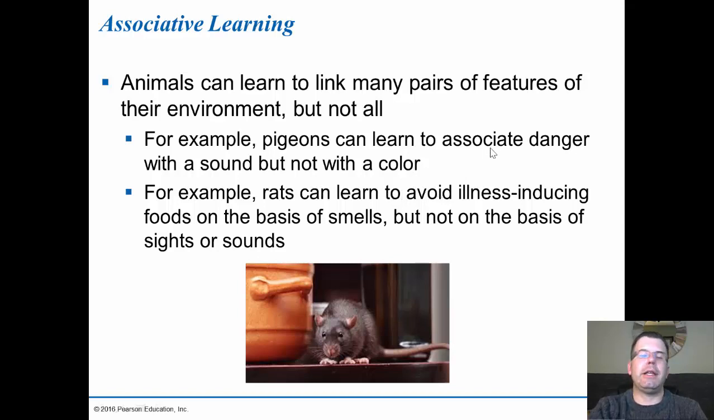So again, they can hear something and say that's bad, but if they see some color and then don't hear any sound, and it's a bad thing, they won't be able to tell the difference. And in rats, they can avoid illness-inducing foods based on the smell of it, but not based on the sights or sounds. And so they associate everything with smell. And so again, it depends on the type of animal and what senses are best.